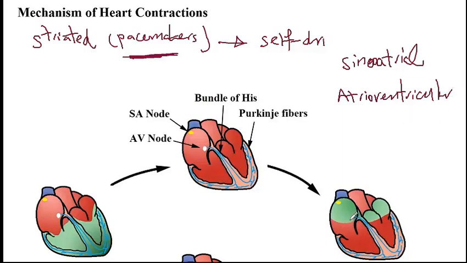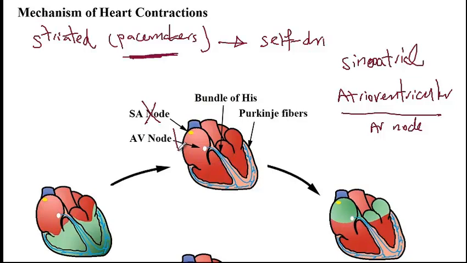So because AV node is located between the atria and the ventricle, the name atrioventricular or AV node is given to it. All right. Now what happens if this SA node is destroyed? Well, SA node has a higher rate of firing than AV node.